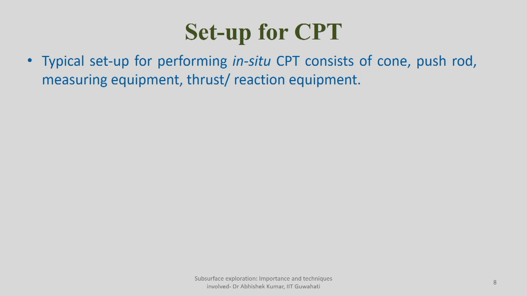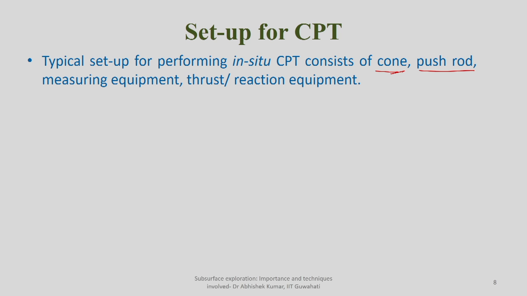So, when it comes to the test setup, the typical test setup for performing the in situ test consists of three parts. One is the cone, which is located at the lower end of your test assembly and is pushed into the soil. Then you have push rods or drill rods connected to the cone, transferring the reaction from the assembly, which may be a hydraulic or jack platform, to the cone. So, it is transferred by means of push rods.